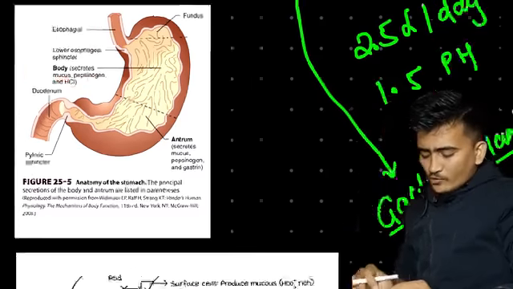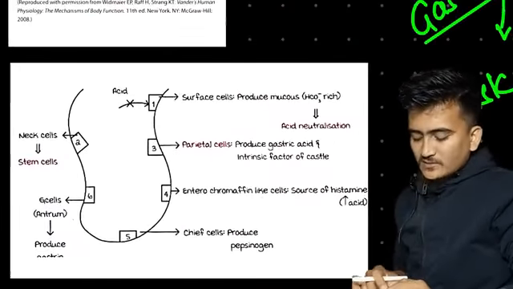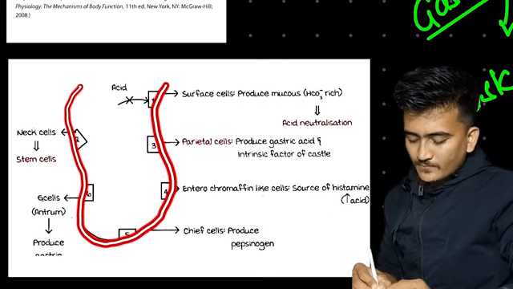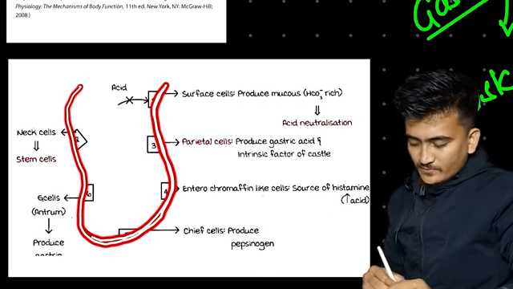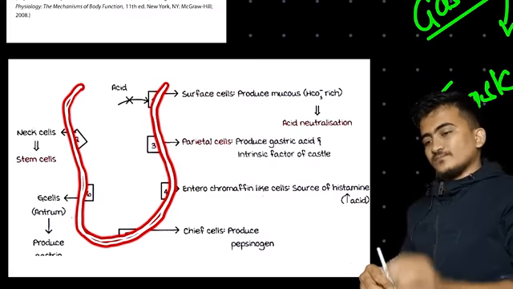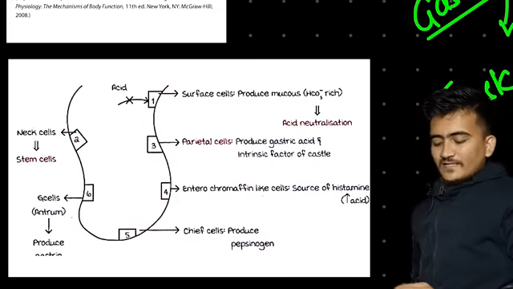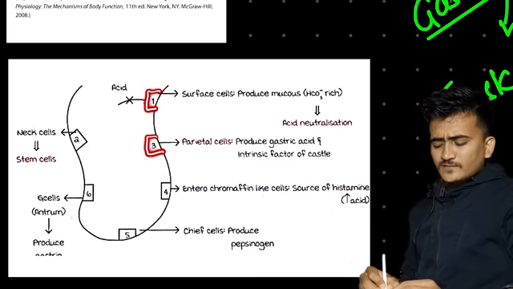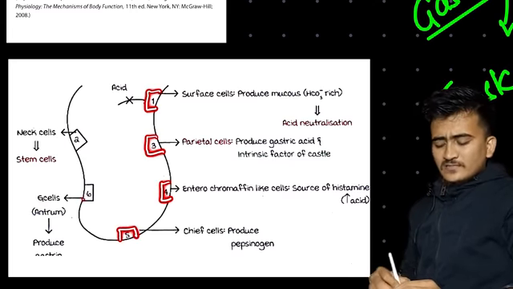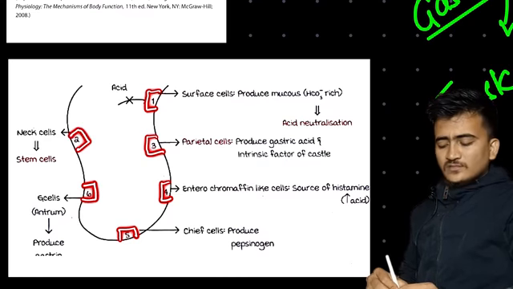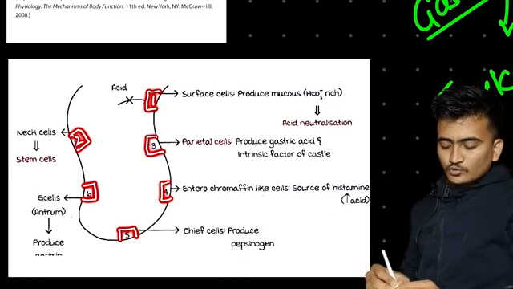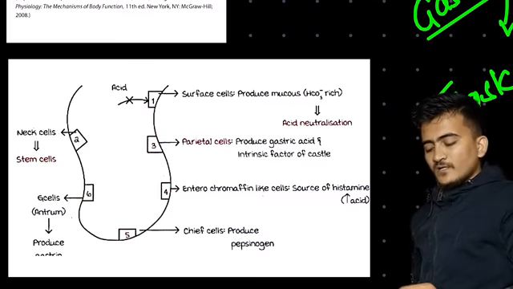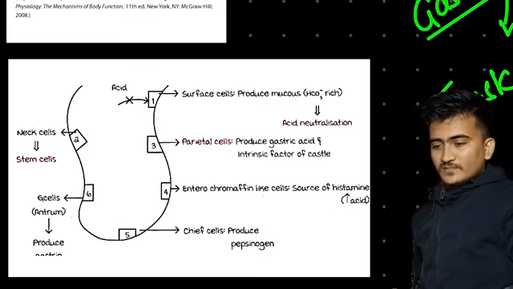Now moving further, this is our flask shaped gastric gland. And what we said is this flask shaped gastric gland consists of different cells that help in gastric secretion. These are the cells, 1, 2, 3, 4, 5, 6. Now what about the first cell?